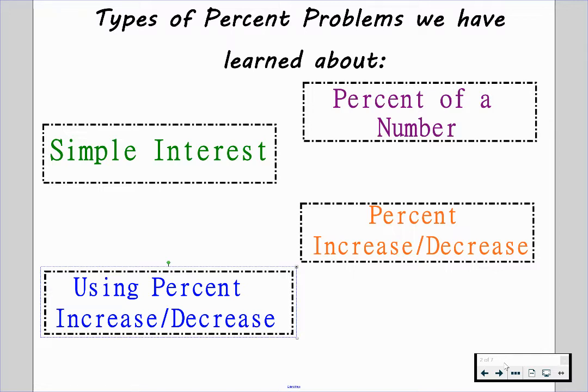So we have percent of a number. We have simple interest ones. We have calculating the percent increase decrease, and then also using the percent increase decrease. This video is really going to be going through how we do all of these. One of the harder parts is just figuring out, when I get a problem, what kind of problem is it? What tools do I need to use in order to solve this problem?